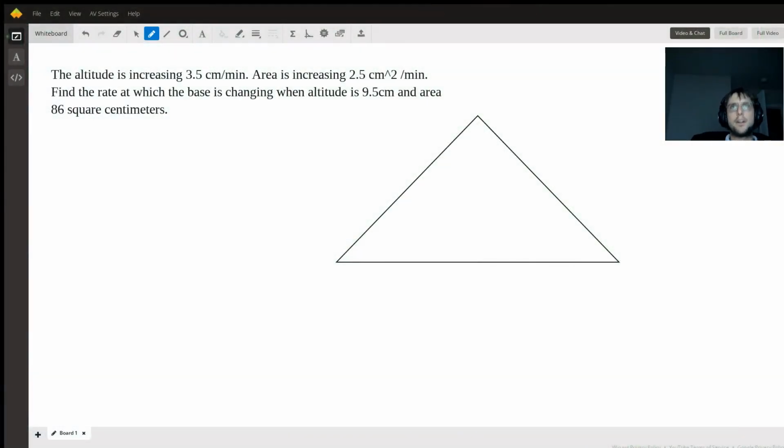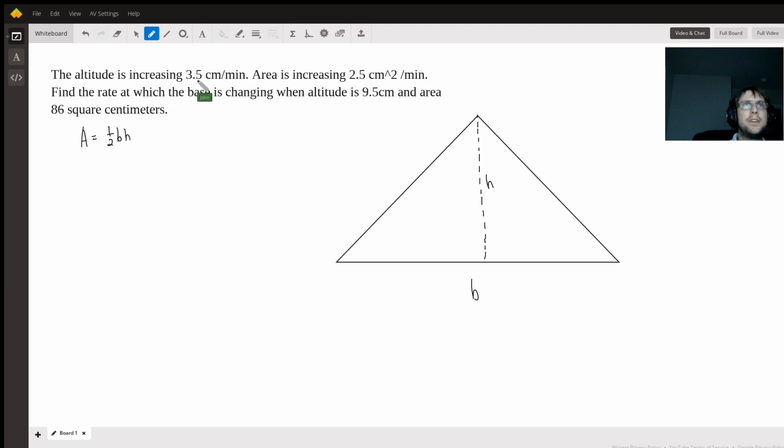All right, so this looks like a related rate type problem. We know the altitude, which of course is going to be the height of the triangle, and we're just going to call this H. And then we're going to call this entire base just B. And of course, we know for a triangle, the area is 1/2 base times height.